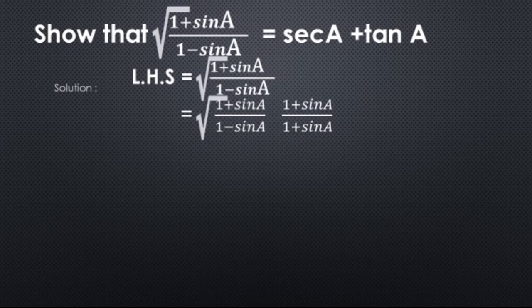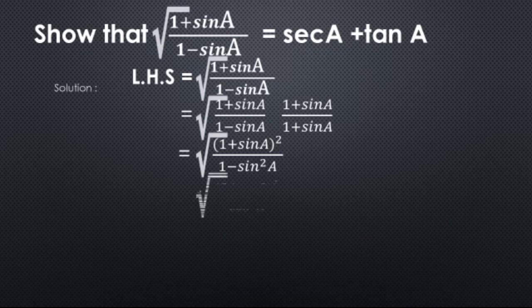Here 1 plus sin A into 1 plus sin A is equal to 1 plus sin A whole square, and 1 minus sin A into 1 plus sin A is 1 square minus sin square A. From trigonometric identities, 1 minus sin square A equal to cos square A. In the place of 1 minus sin square A, we keep cos square A. Let's cancel root and square. Then we get 1 plus sin A by cos A.